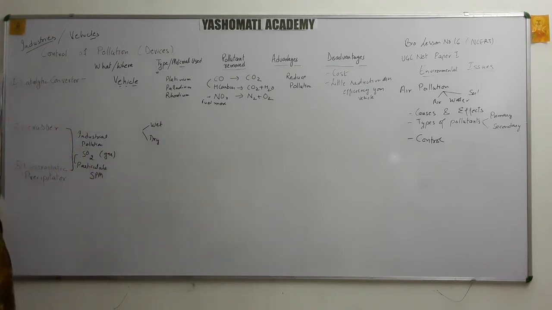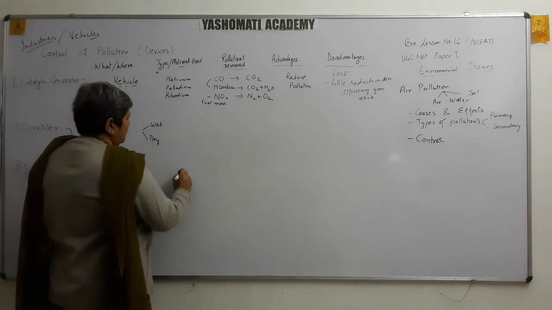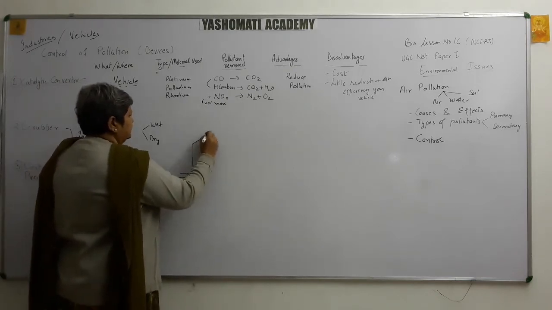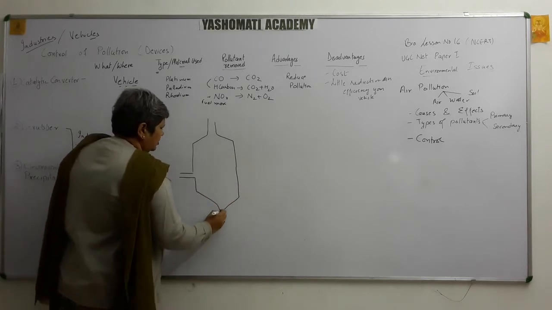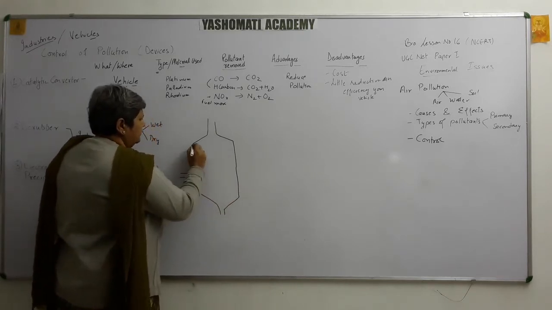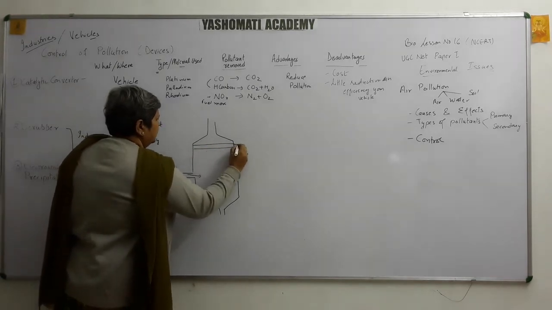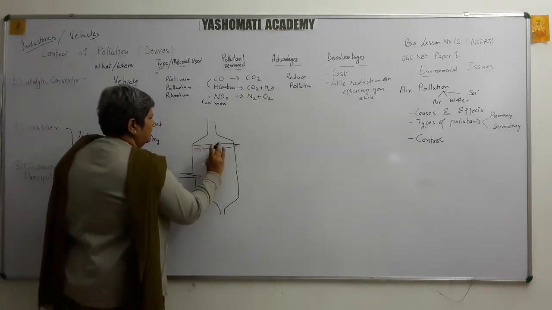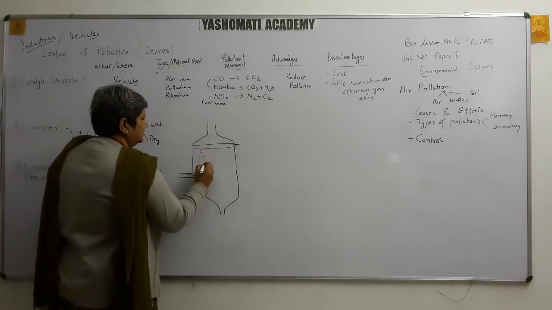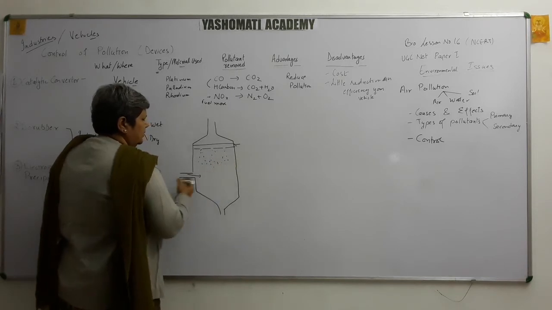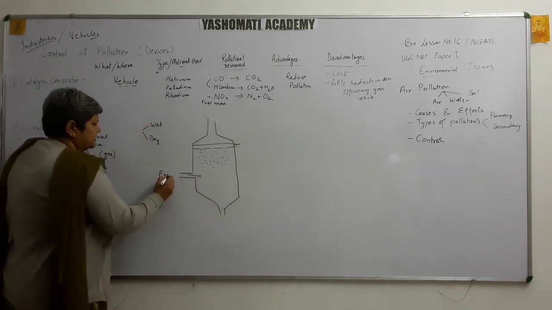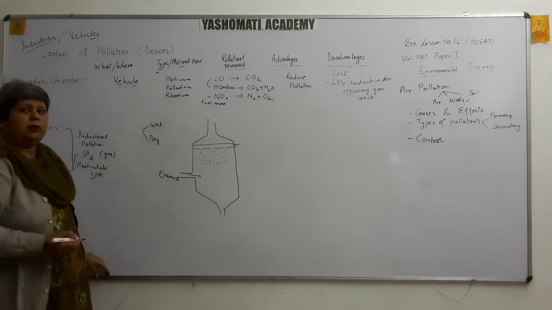Now, in wet scrubbers, whatever smoke is coming out of the chimney is made to pass through a system in which atomized water is sprayed. There may be small nozzles from which atomized water is sprayed. Atomized water means a fine mist of water. Now, whatever exhaust is coming from the factory may be containing some particulate matter.